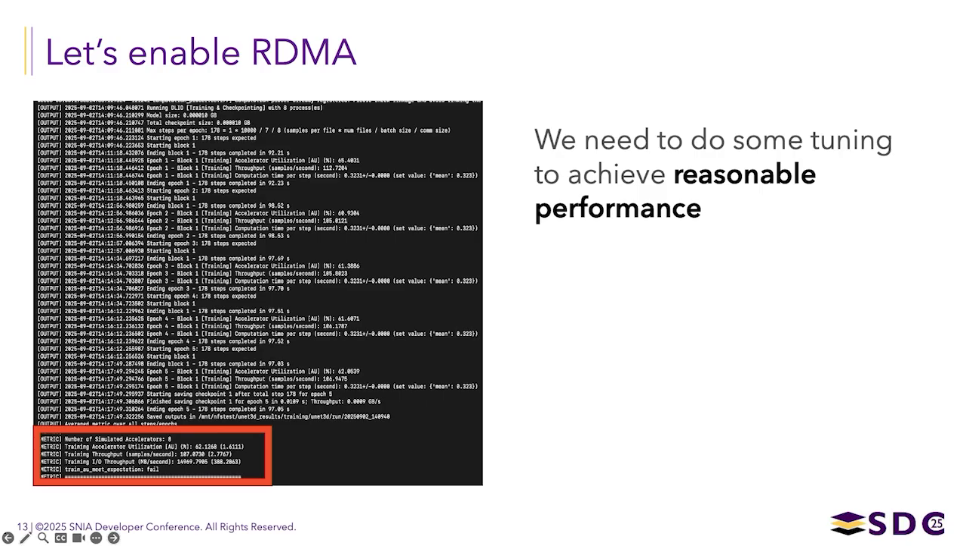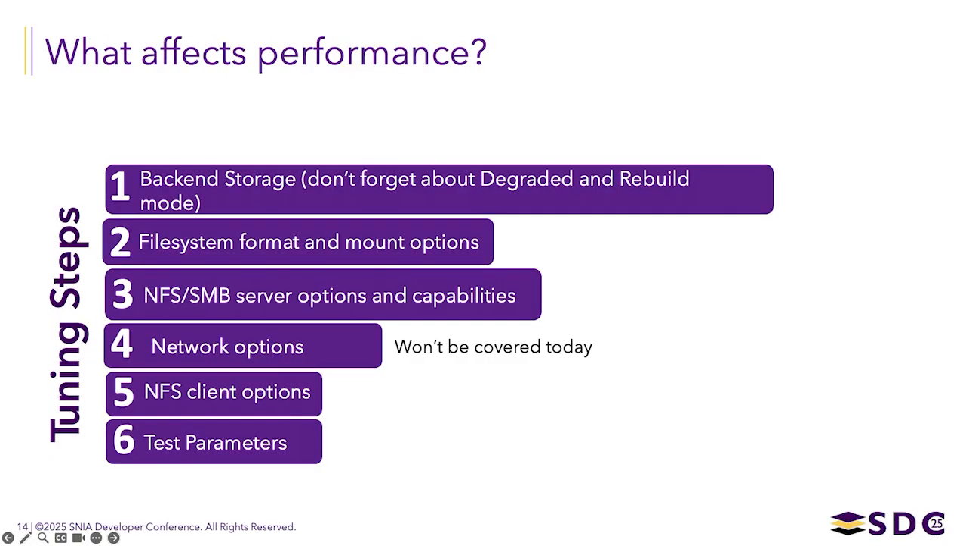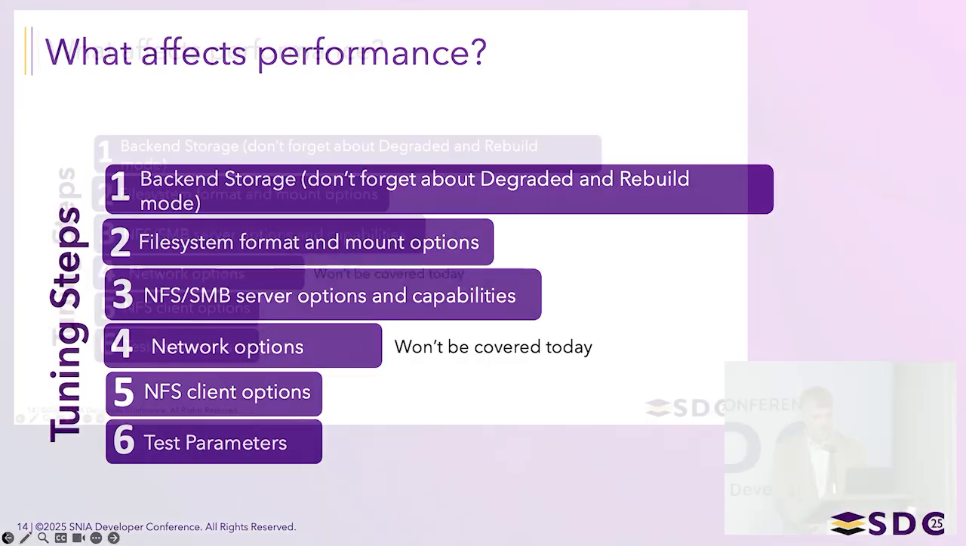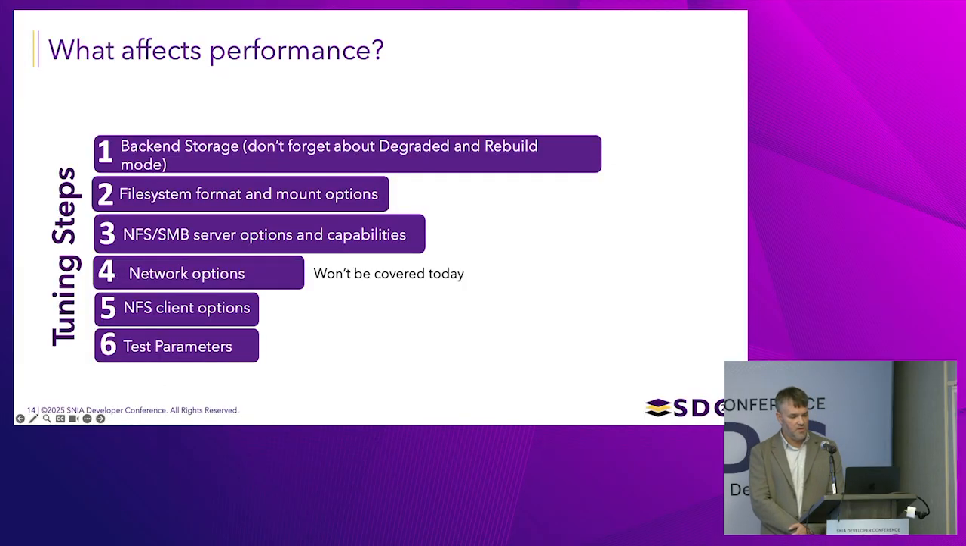The performance increased almost 10 times, but I'm still unsatisfied with the results. That means I need to do some tuning. So the typical tuning workflow looks like this. First of all, we need to tune backend storage, especially for the worst case scenario. Then we need to set the file system correctly. After that, we can tune our NFS or SMB server options and enable some capabilities.